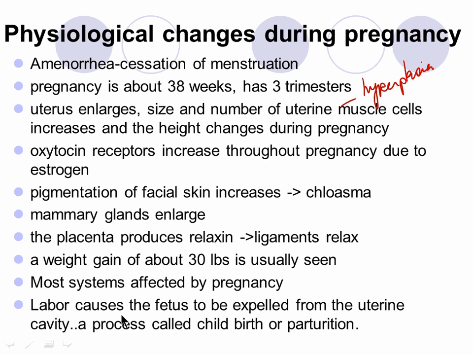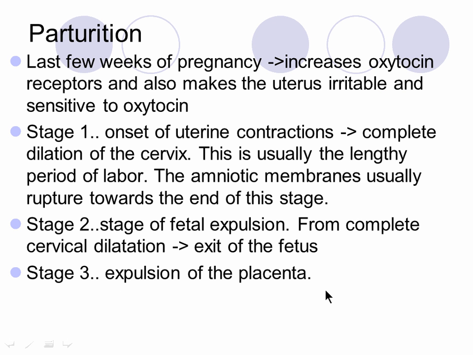And then finally, labor is a process where the child is expelled from inside the uterine cavity. The other word for it is parturition or childbirth. So let's look at some of the stages of parturition. This occurs during the last few weeks of pregnancy. There's a greater increase in the number of oxytocin receptors, and this makes the uterus a little bit irritable. In fact, some women undergo what are known as false labor pains, also called Braxton Hicks contractions.